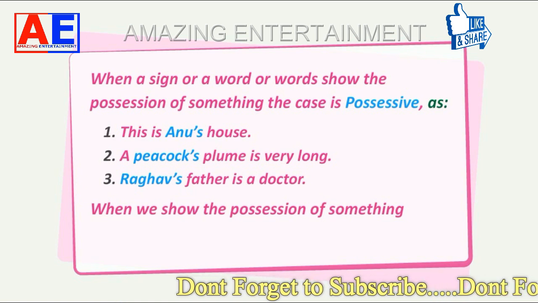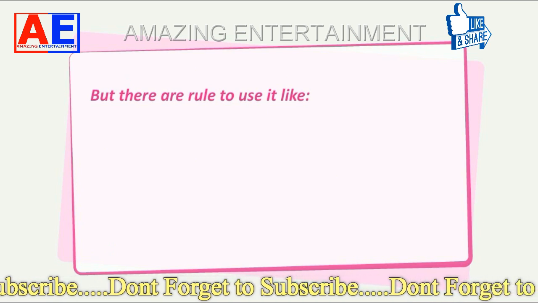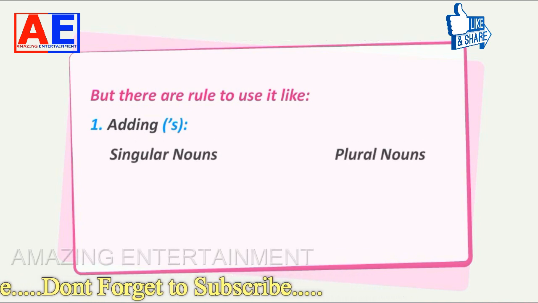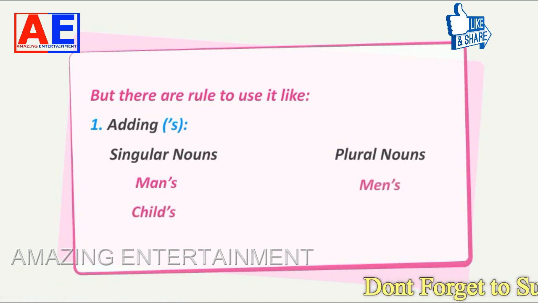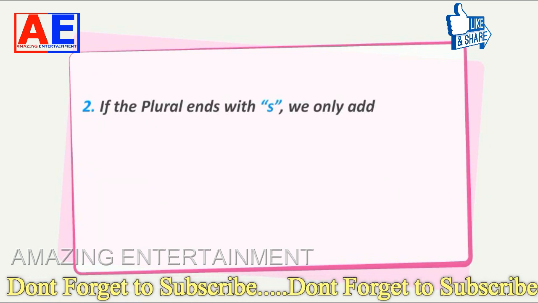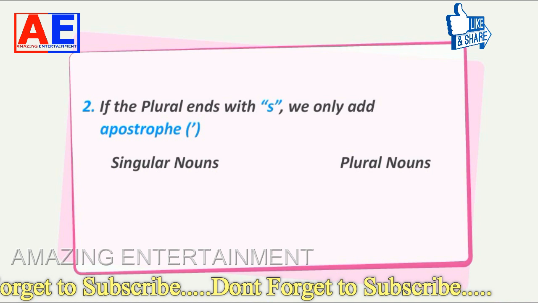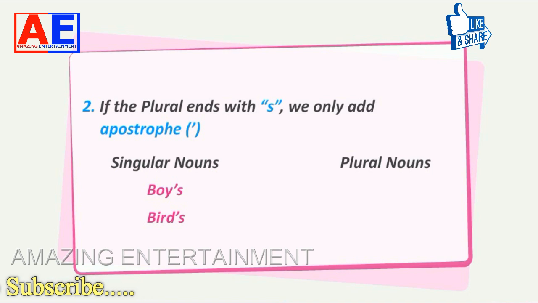When we show the possession of something, we have to use apostrophe. But there are rules to use it, like adding apostrophe s. Here, in singular, it comes like man's, child's, and in plural, it comes like men's, children's. If the plural ends with s, we only add apostrophe. Like in singular, we use it like boy's, bird's. And in plurals, we use boys', birds'.